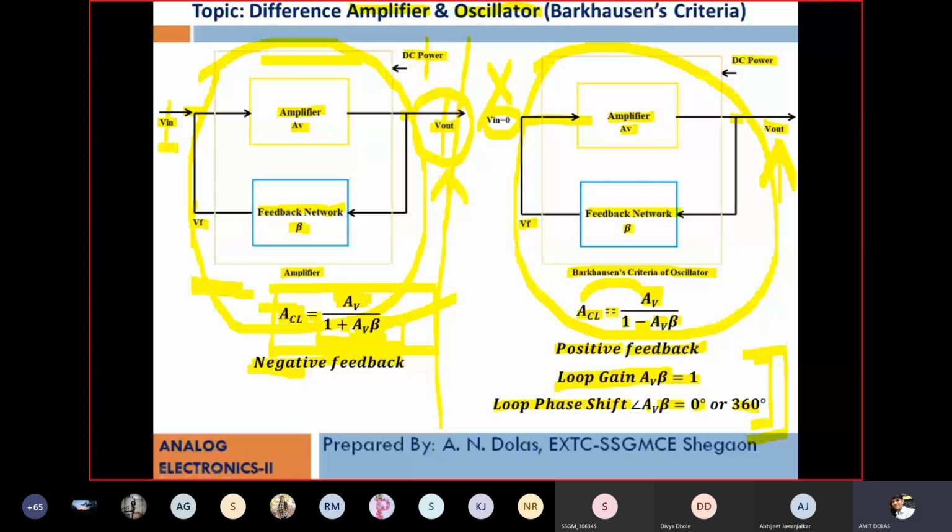And you can see the characteristic equation. If AV beta is equal to 1, then 1 minus 1 will be 0. And if we are dividing AV by 0, your closed loop gain will be infinite. That's why the system will not be stable. So this is the oscillator where we have to follow Barkhausen criteria. Criteria 1, loop gain is equal to 1, and second criteria, loop phase shift is equal to 360 or 0 degree. Then we'll get oscillation.